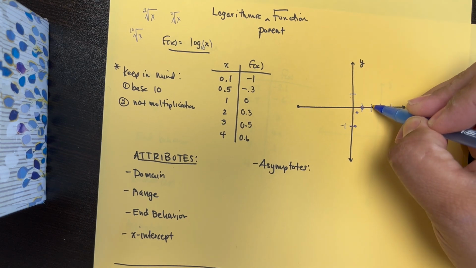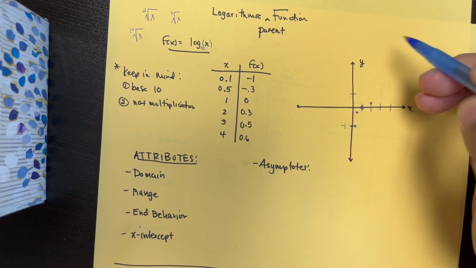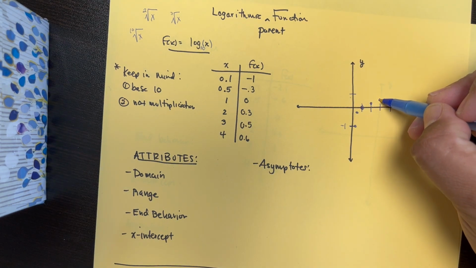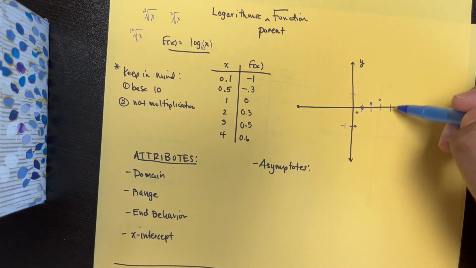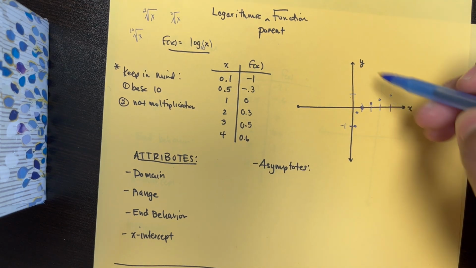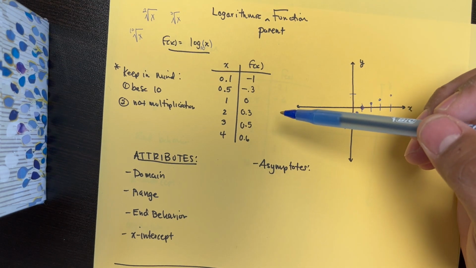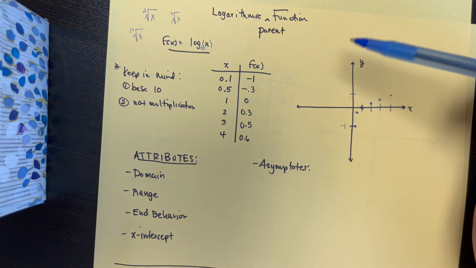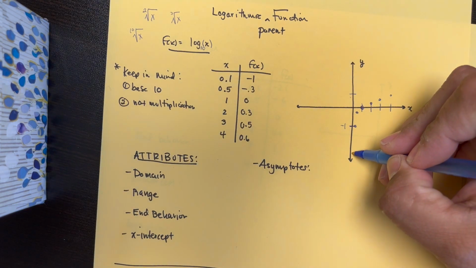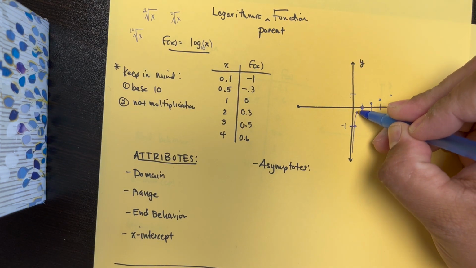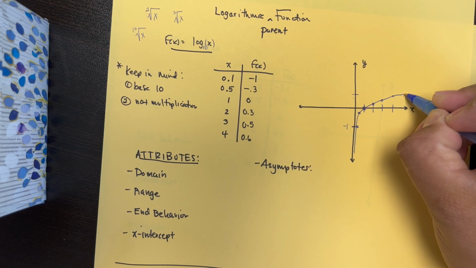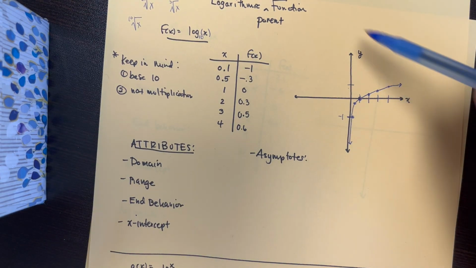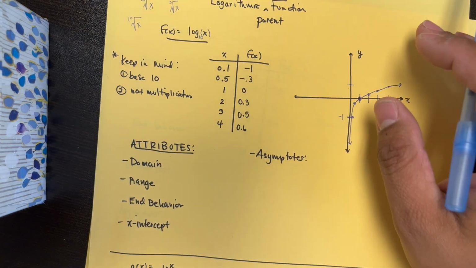Let's say this is 1. So 0.3 is about here. And then 3, 0.5. So 0.5 is right in the middle. And then I'm going to go over 4 and up 0.6. And just to let you know, I rounded these off to the nearest tenth, okay? So if you were to plug these into the calculator, you're going to get them rounded off on my end, okay? So if we were to trace this, it's going to look something like this. So it's kind of curving out, okay? So here's the logarithmic parent function for log base 10 of x, okay?